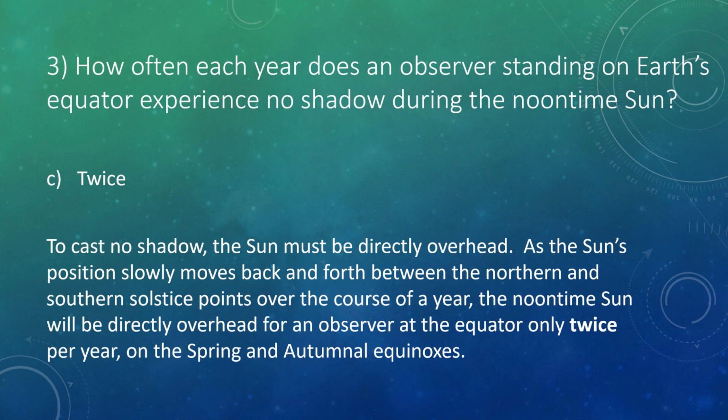So this question is basically asking how many times is the sun directly overhead at the equator. As the sun's position on the celestial sphere slowly moves back and forth between the northern and southern solstice points over the course of a year, the noontime sun will be directly overhead for an observer at the equator only twice per year, on the spring and autumnal equinoxes, when we're neither tilted toward nor away from the sun.